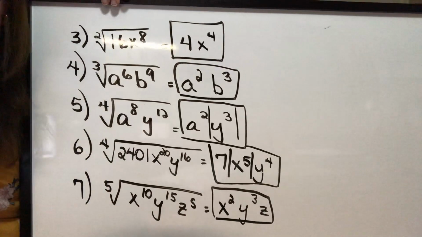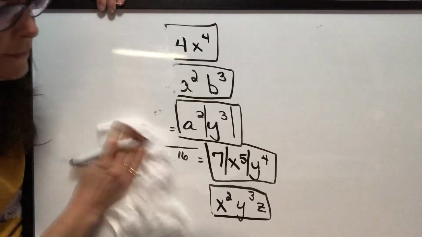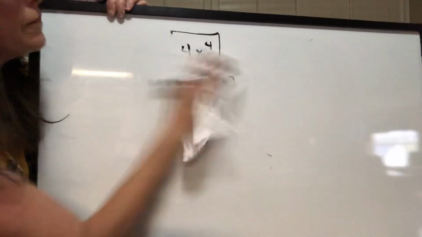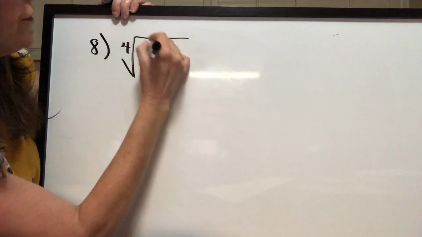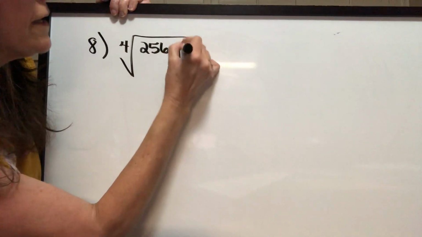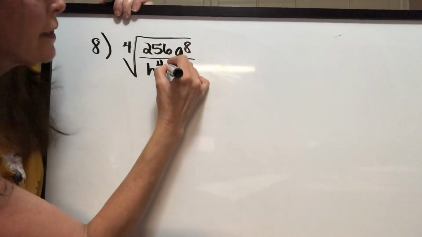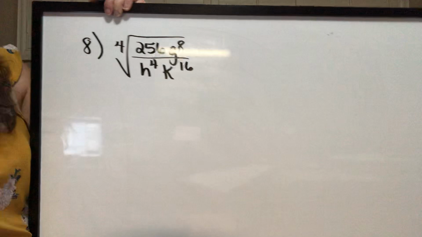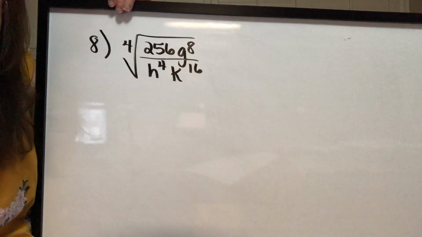All right, I'm going to erase it and go on. That was number 7. Okay, so let's go to number 8. Number 8 is the 4th root of 256, g to the 8th over h to the 4th, k to the 16th.